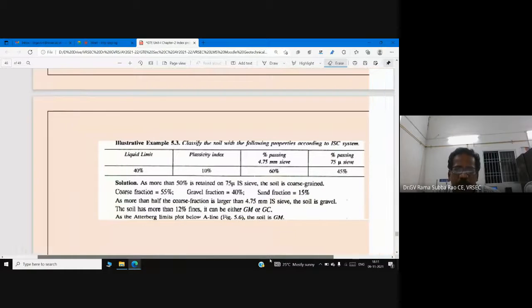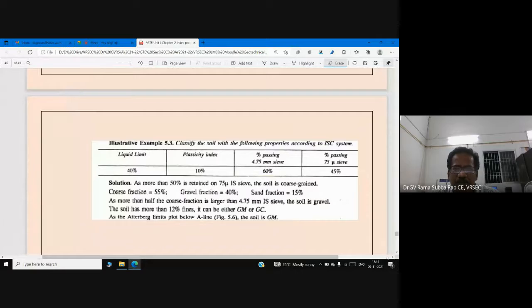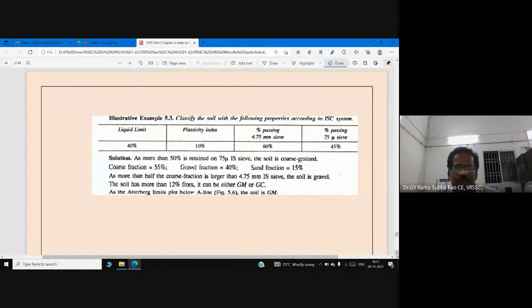So welcome, you all. Now we are going to understand how to classify soil as per the Indian Standard Soil Classification System. For this, we are selecting one numerical example. So let us concentrate now on the question. Classify the soil with the following properties according to the Indian Standard Soil Classification System.